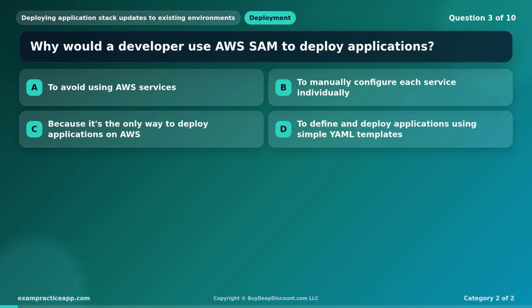Question 3. Why would a developer use AWS SAM to deploy applications? Option A. To avoid using AWS services. Option B. To manually configure each service individually. Option C. Because it's the only way to deploy applications on AWS. Option D. To define and deploy applications using simple YAML templates.